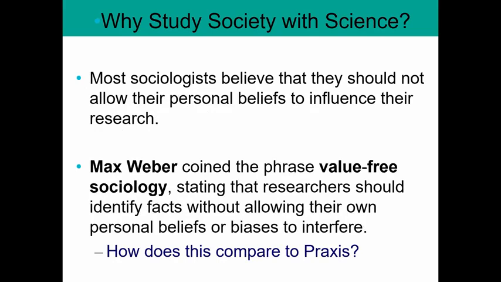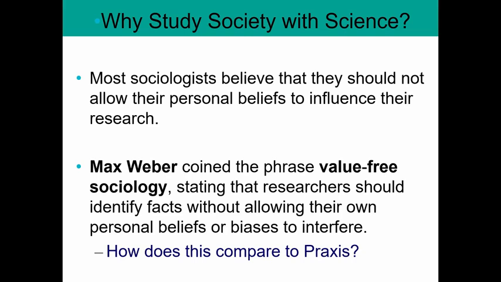Most sociologists believe that they should not allow their personal beliefs to influence their research. This is an idea that was first formulated by Max Weber. He observed that social scientists, because we are human beings that live in a social world, can have a tendency to put our opinions in things. Weber called the concept that we shouldn't put our opinion in things value-free sociology, stating that researchers should identify facts without allowing their own personal beliefs or biases to interfere.